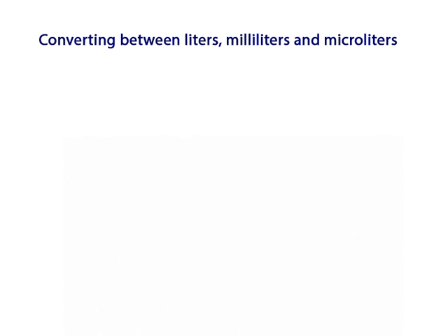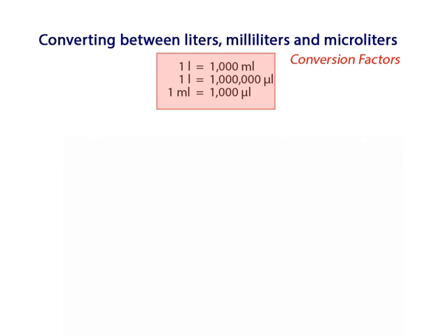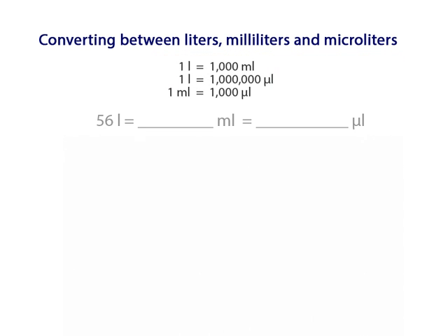It's very common to have a volume and want to be able to convert that between liters, milliliters, and microliters. As long as we know the conversion factors among these units, then we should be able to make any of those conversions. In this example, we have 56 liters, and we want to convert that into a number of milliliters and microliters. So to make the first conversion, we are starting out with 56 liters, and we're going to multiply that by a conversion factor.